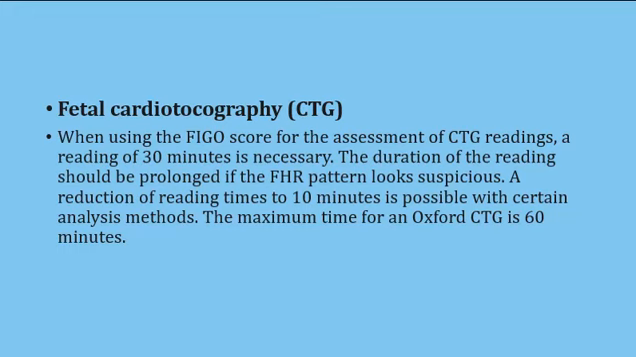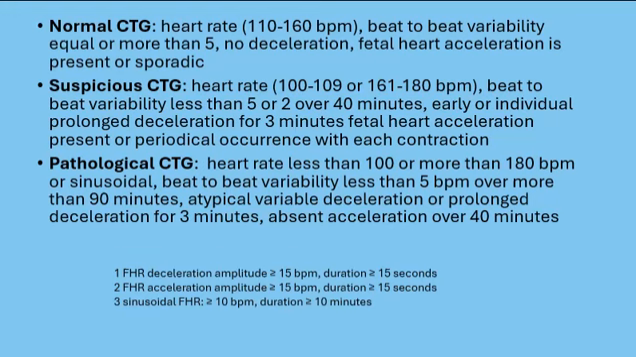Normal CTG: heart rate 110 to 160 BPM, beat-to-beat variability equal or more than 5, no deceleration, fetal heart acceleration is present or sporadic. Suspicious CTG: heart rate 100 to 109 or 161 to 180 BPM, beat-to-beat variability less than 5 for 40 minutes, early or individual prolonged deceleration for 3 minutes, fetal heart acceleration present or periodical occurrence with each contraction.